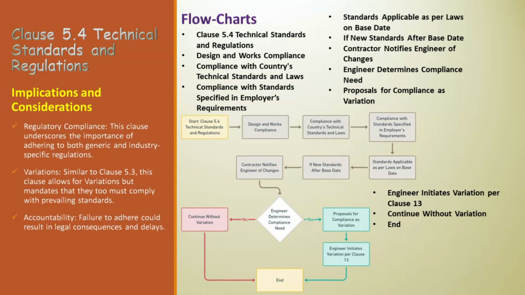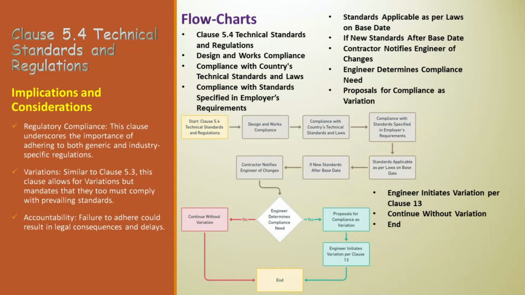Next is design and works compliance. The contractor must ensure that the design, the contractor's documents, the execution of the work, and the completed works all comply with the required standards and laws. Next is compliance with country's technical standards and laws. The works must adhere to the technical standards, building codes, environmental laws, and other relevant laws of the country where the project is located. Next is compliance with standards specified in employer's requirements. The works must also comply with any other standards that are specifically mentioned in the employer's requirements.